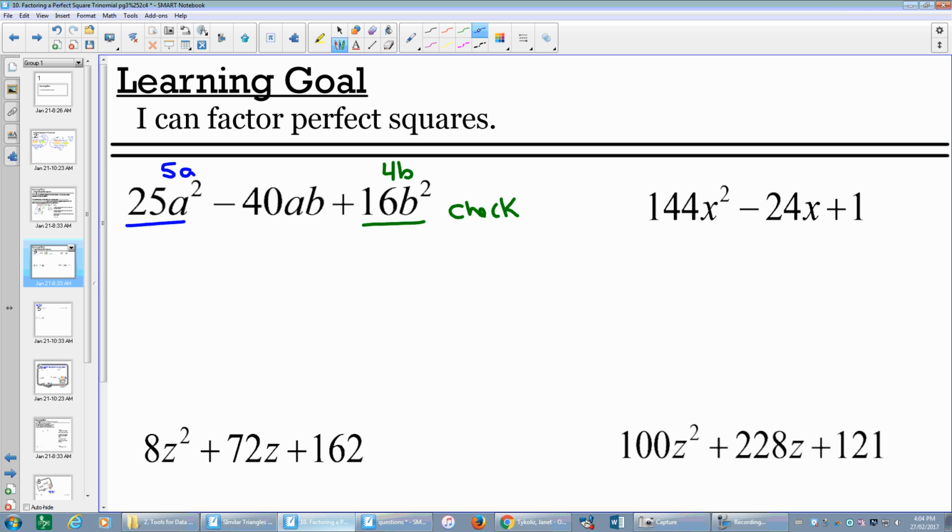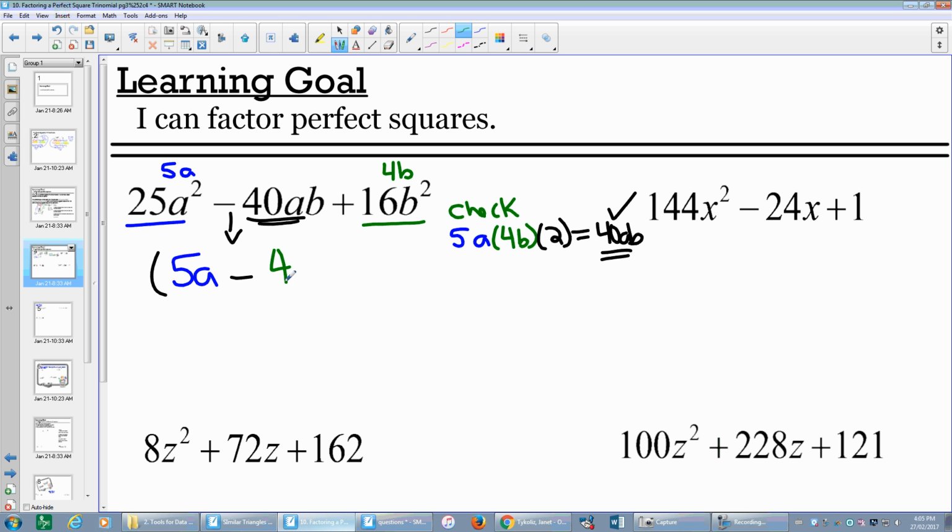I take 5a. I'm going to multiply it by 4b. And then I'm going to always double it. What do I get when I do 5 times 4 gives me 20, times 2 gives me 40ab. Is this the same as this? Yes, it is. So I can use my trick. So what will I do? I write 5a, take the sign of the middle term, minus 4b, all squared.